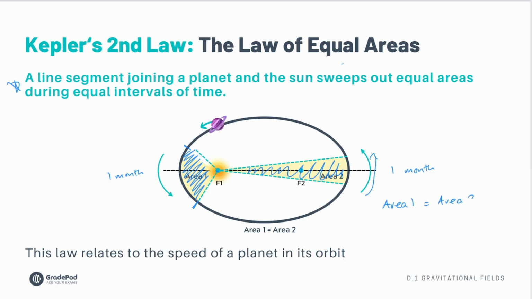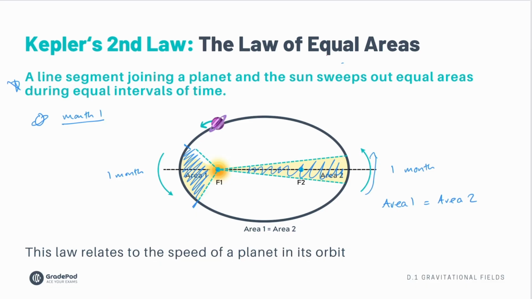How can that be? Let's think about it in terms of energy. I want you to think about the planet. I'm going to draw the planet here. When we're looking at the first month, let's call it month 1, it's really close to the Sun, which means it's going to have a low potential energy.